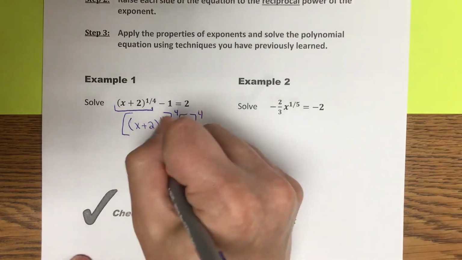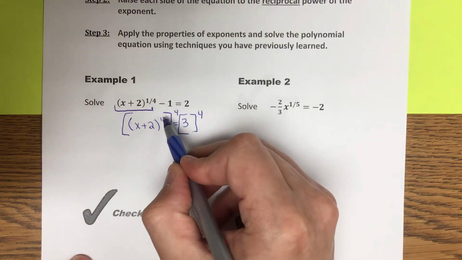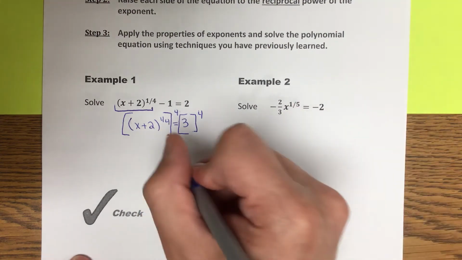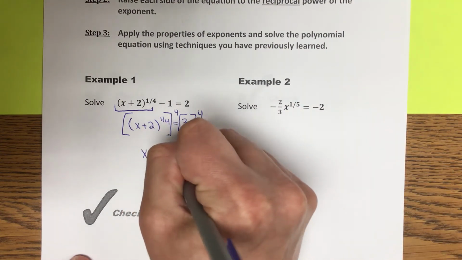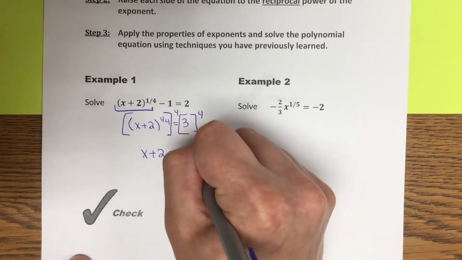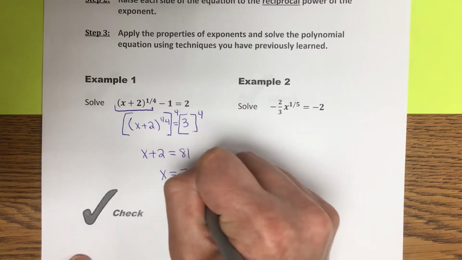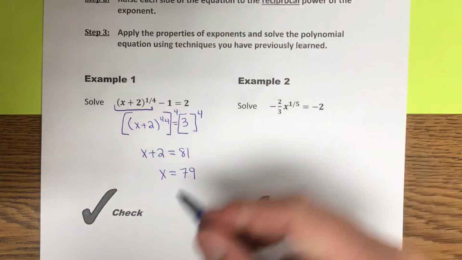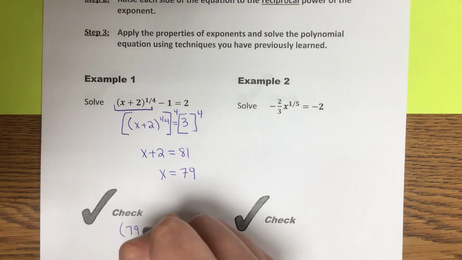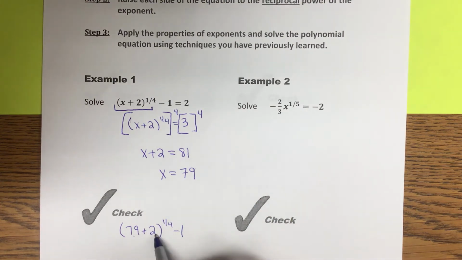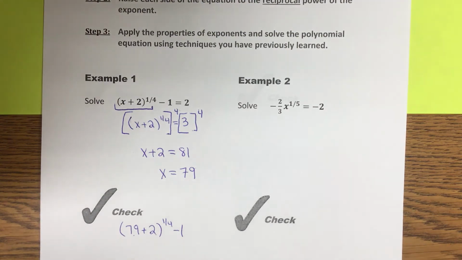So the 1/4 and the 4, if you use your power to a power rule, 1/4 times 4 is 1. They drop out. So this is x plus 2 equals, and then I have 3 to the 4th, which is 81. And so I get a possible answer of 79. So if I plug 79 back in, you just have to check that. So 79 plus 2 is 81. The 4th root of 81.